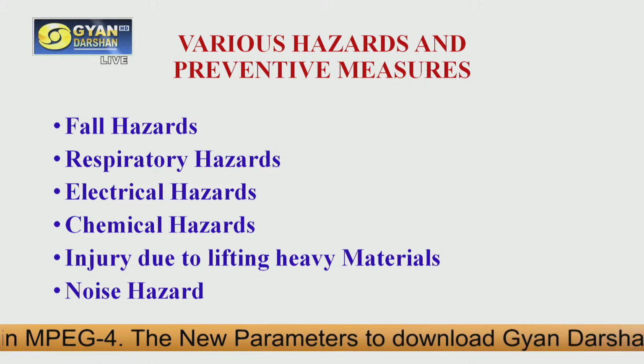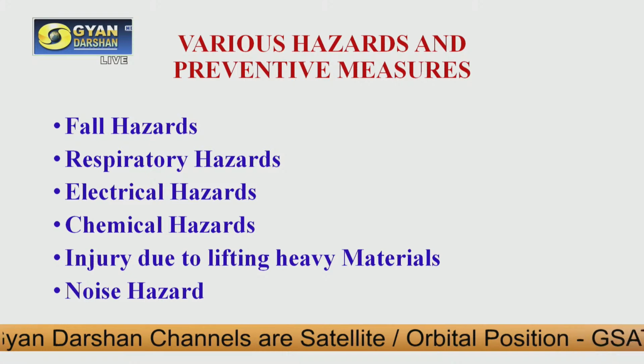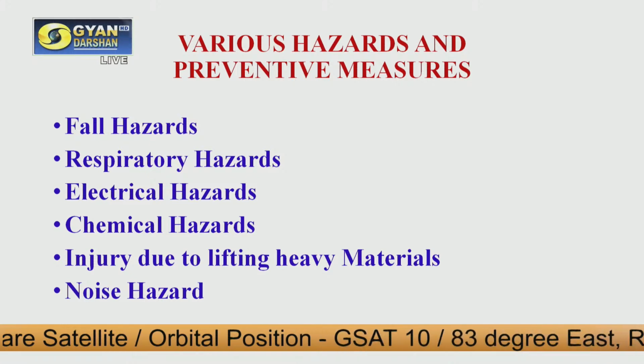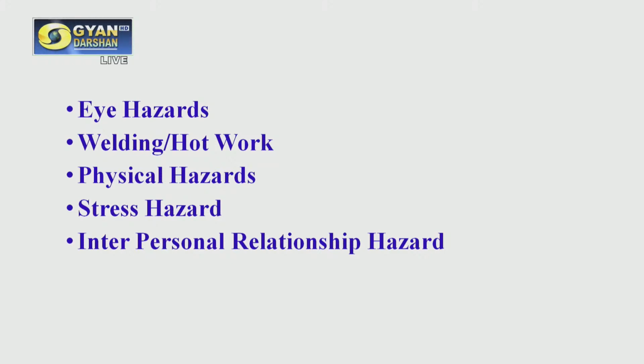So what are the different types of hazards for which they should be trained? The possible hazards at a construction site are: first, fall hazards, then respiratory hazards, electrical hazards, chemical hazards, injury due to lifting heavy materials, as we shortly discussed, then noise hazard, eye hazards, welding or hot work, physical hazards, stress hazard, and lastly but very important, interpersonal relationship hazard. These are the problems with the relationships of the workers at the work site.